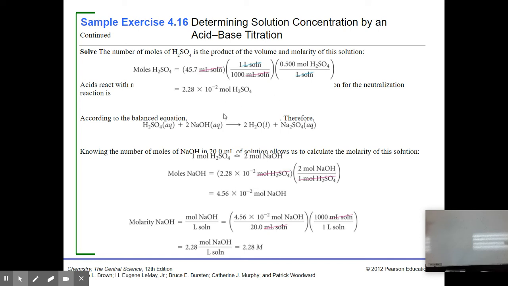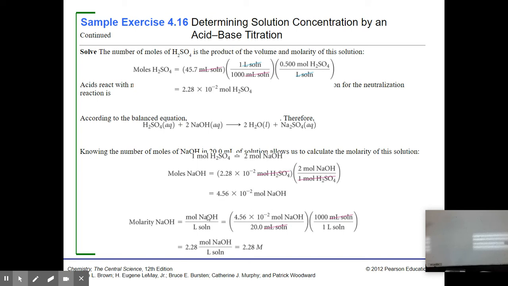And again, we are using that T-shaped flow chart. So now we go from moles of A, which is sulfuric acid, to moles of B, which is sodium hydroxide, using the mole ratio. We place the number of moles of sulfuric acid, use the mole ratio from the balanced chemical equation, and we find that we have 4.56 times 10 to the negative second moles of sodium hydroxide.